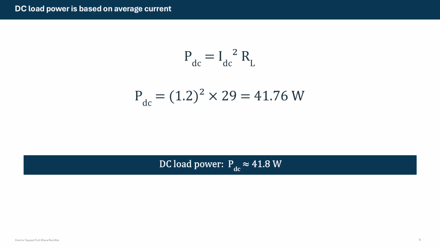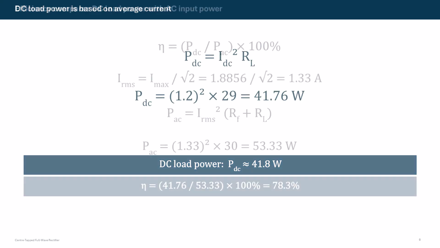DC power delivered to the load is the square of the DC current multiplied by the load resistance. Squaring 1.2 amperes and multiplying by 29 ohms gives 41.76 watts, which we report as approximately 41.8 watts.